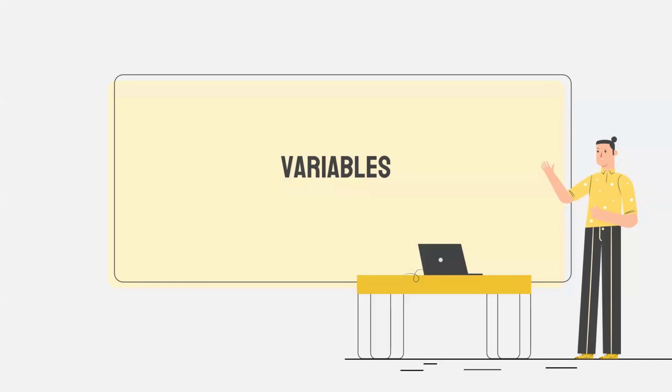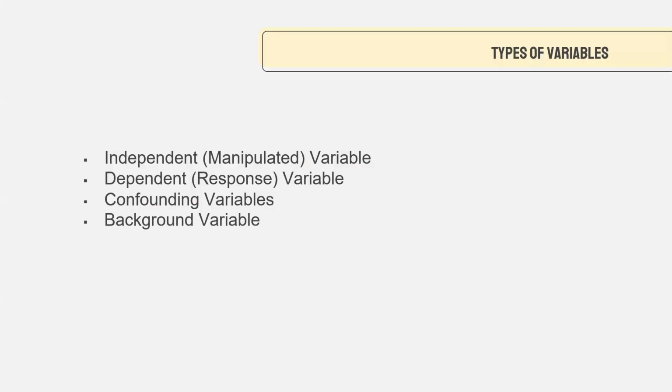Okay, let's move on to defining the variables in your study. These are the types of variables. We have the independent variable or the manipulated variable, the dependent or response variable, the confounding variables, and the background variable. So confounding variables distort the results of your study, while background variables, an example would be the demographic characteristics of the study subjects.